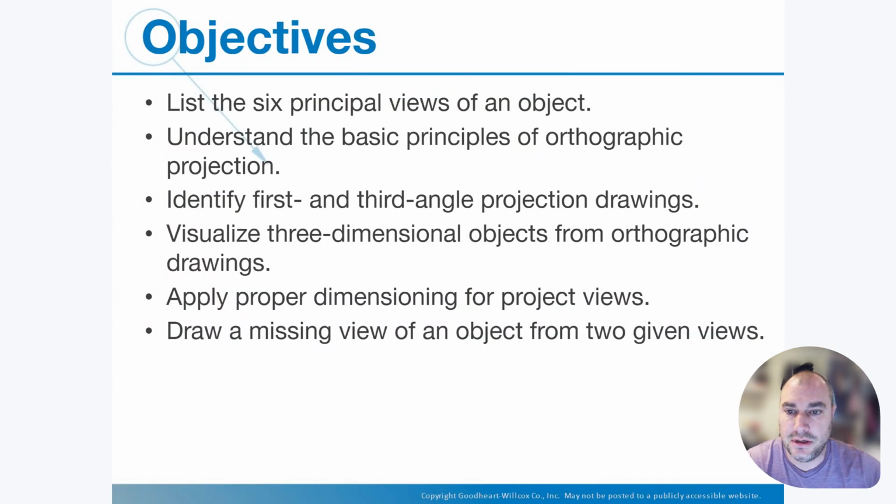Okay. So, our objectives are we're going to be able to list the six principal views of an object. We're going to understand the basic principles of orthographic projection, identify first and third angle projection drawings, although we're probably only going to ever use third angle projections. Visualize three dimensional objects from orthographic drawings, apply proper dimensioning for project views, and draw a missing view of an object from, sorry, two given views.